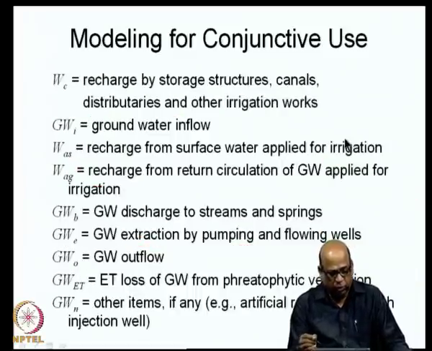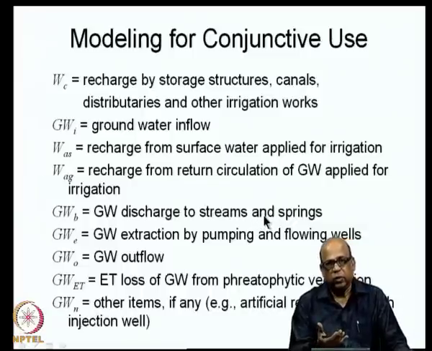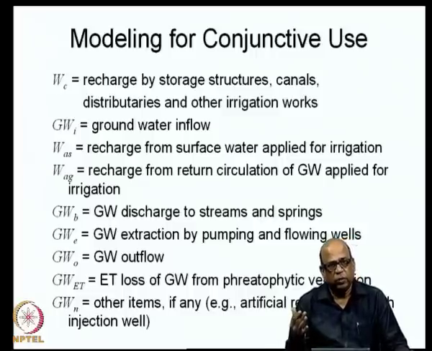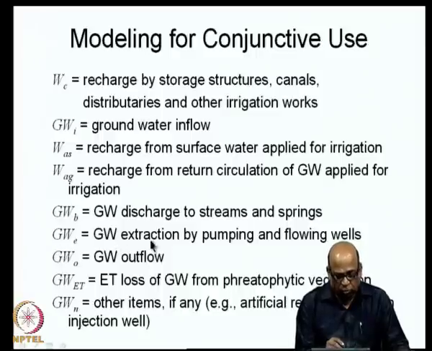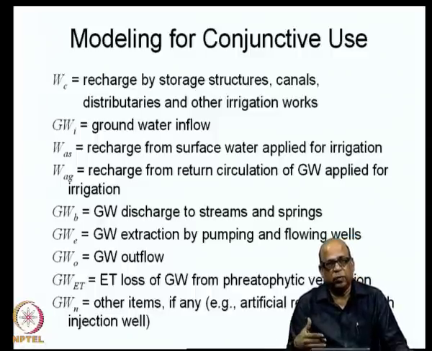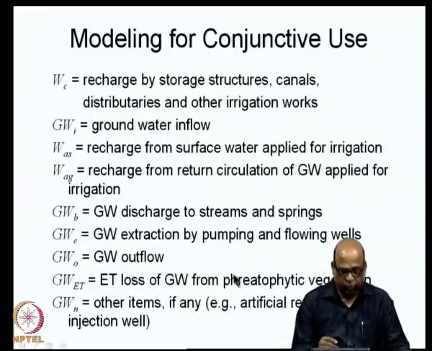That is what is meant by these two terms. Then you have GWB, which is the groundwater discharge to streams and springs. So, from within the aquifer, you are also taking out some water, or it is contributing something to the streams as well as the springs. Then you have GWE, which is the groundwater extraction by pumping and flowing wells. So, you have actual pumping or some wells which are just directly flowing into the irrigated area, and then you have the groundwater outflow. So, these are various components.